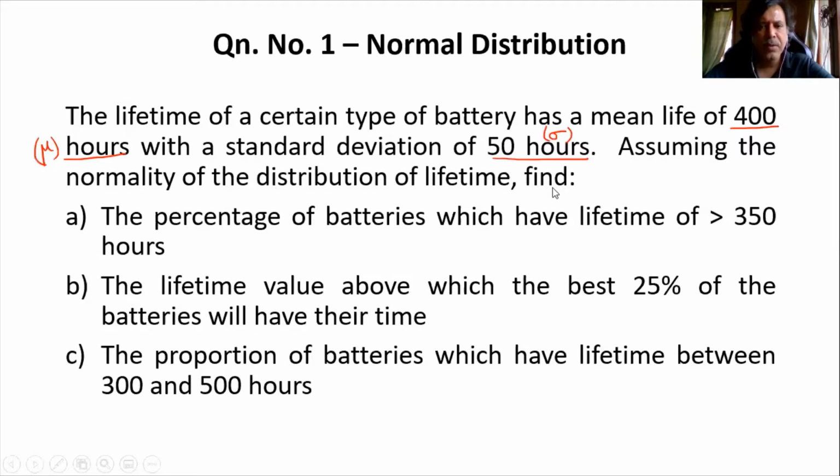So what is to be found? Number one, the percentage of batteries which have lifetime of more than 350 hours, means greater than 350 hours. Then find the lifetime value above which the best 25% of the batteries will have their lifetime. Third question, the proportion of the batteries which have lifetime between 300 and 500 hours. So let's proceed solving this question in the next slide.